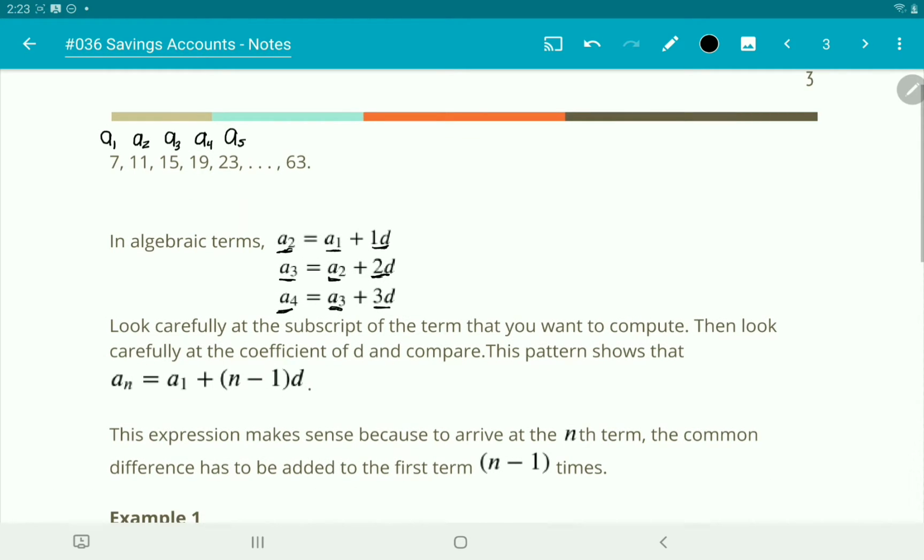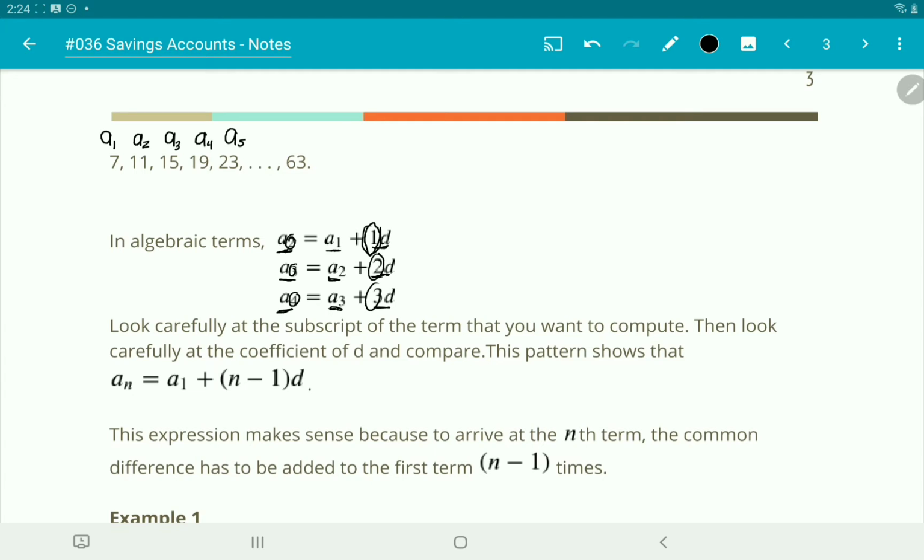Okay? So if you look at the subscripts of the term that you want to compute, so here we're looking at 2, and then you look carefully at the coefficient of d, the number that's being multiplied by d, you can compare the two. So here we have 2 and 1. Here we have 3 and 2. 4 and 3. You can see that it's 1 more. So the subscript is going to be 1 more than this coefficient.